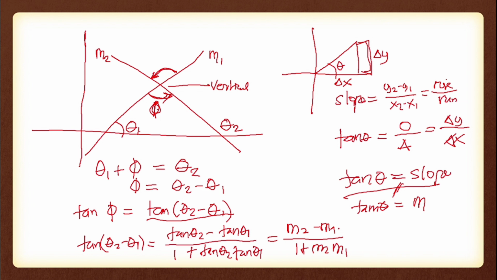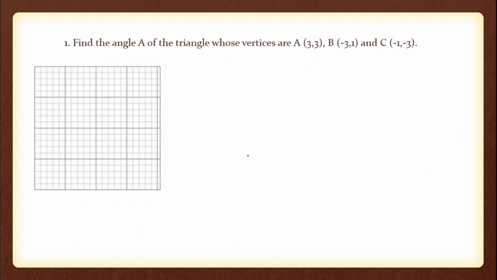So now we have the concept about the angle between two lines. Take note, this is in a counterclockwise direction, and this is our initial and this is our terminal side. Okay, so take note, this is our formula. So we are now in number 1. Find the angle of the triangle whose vertices are (3, 3), (-3, 1), and (-1, -3). So the first part is we need to have a Cartesian plane.